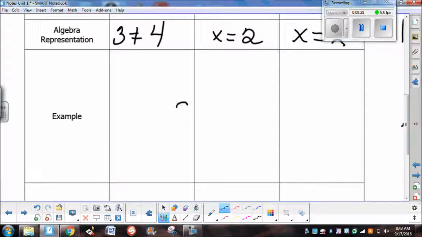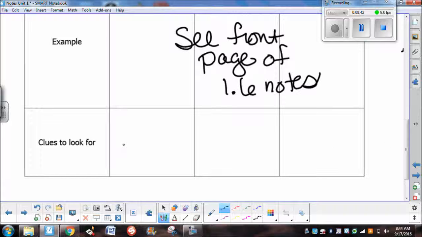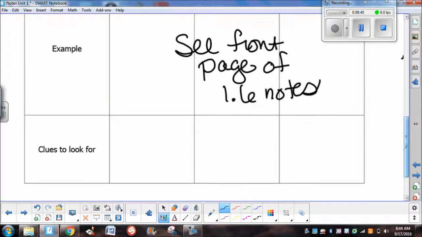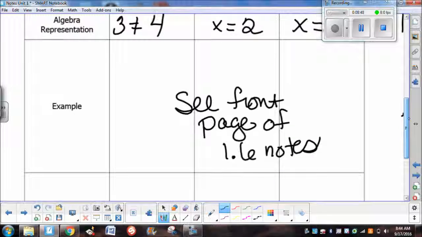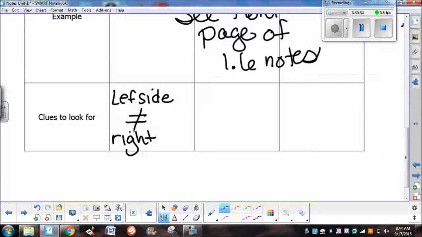The examples, okay, I'm just going to write C, the front page of these notes, the front page of 1.6 notes, because those are 3 examples. And then sort of what are some clues to look for? So you could get down to 3 equals 4, that algebra representation. So clues, where the left side does not equal the right side of the equation. Okay, that's a clue to indicate no solution.